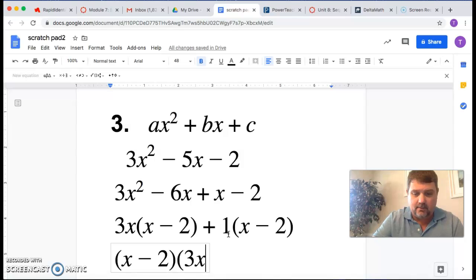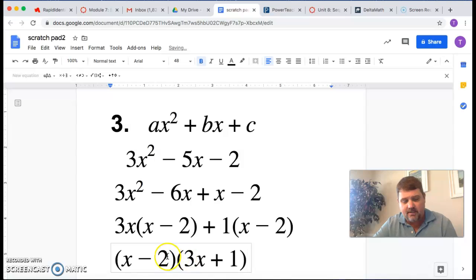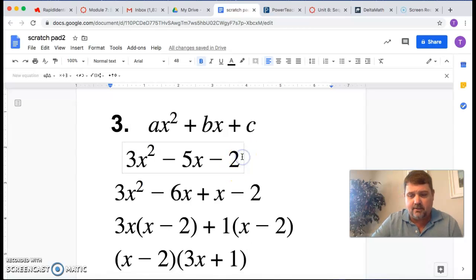And again, order doesn't matter here. Now, if you look at this, you need to make sure you're checking these by multiplication. You get 3x squared, x times 3x is 3x squared. Yeah, that works. Negative 2 times 3x is negative 6x plus the 1x from the outer terms, and then negative 2 times 1 gives you that negative 2. It worked.